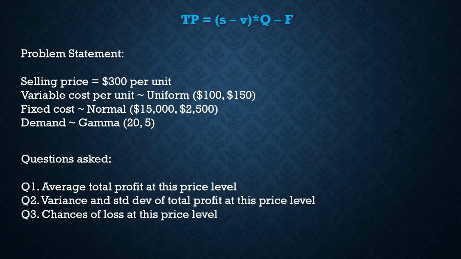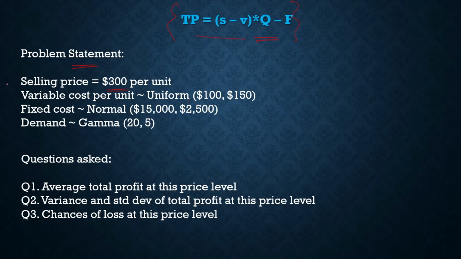So now let us come to today's content. Today we will just implement this particular model, that means Tp is equal to (S minus V) into Q and then minus F. I will implement this model in Excel, and for that I have given this problem statement, that means the values of the variables or the distributions that we need to define, I have defined here.